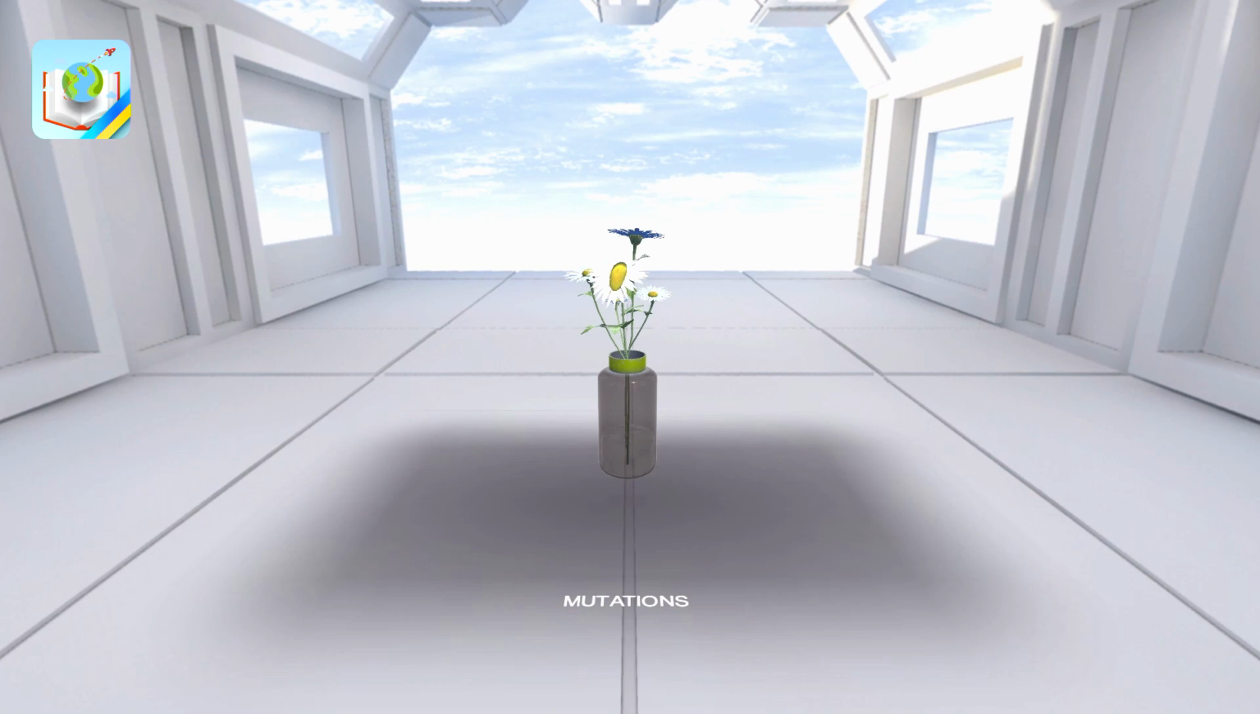You can, in fact, observe mutations every day without paying much attention to them. Look at the bouquet of daisies and tap on the flower with mutations to see that it has a different structure.